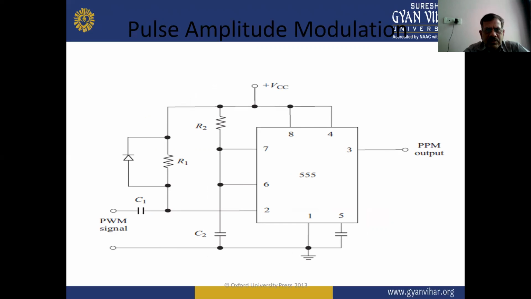This circuit diagram shows the pulse amplitude modulation system, in which a triple IC timer IC is used, and one diode, different resistances, and a power supply are also used here, and capacitors C1 and C2 are also used here. We applied the input pulse width modulated signal to this circuit, and the output of this circuit is the PPM output, the pulse position modulated signal.